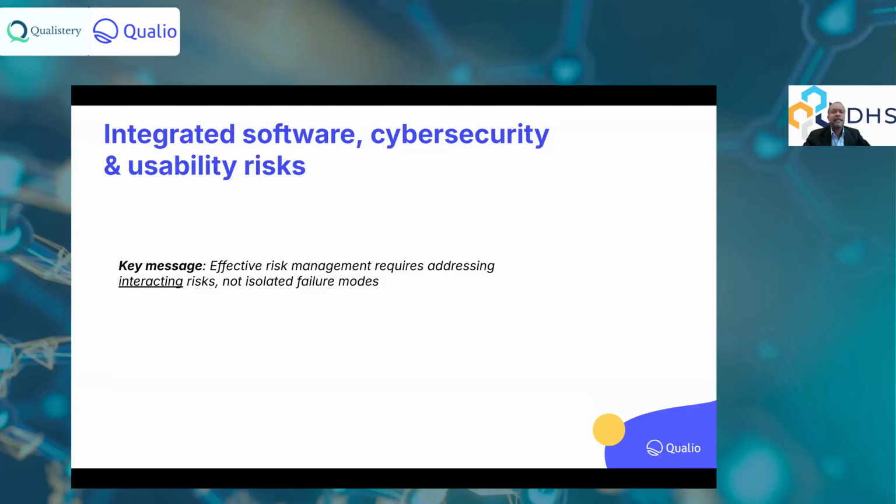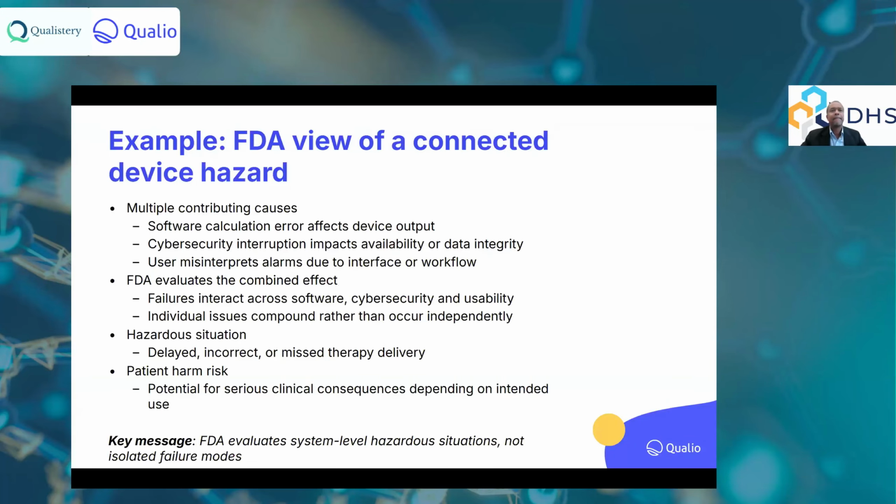Key message there: effective risk management requires addressing interacting risks, right? All these things need to come together. You cannot tweak up your cybersecurity and make it unusable, and pose all kinds of safety risk on the patient, or put so many non-cybersecurity safety risks in place that a cybersecurity vulnerability opens up. Everything has to work together and do the right thing by the patient.